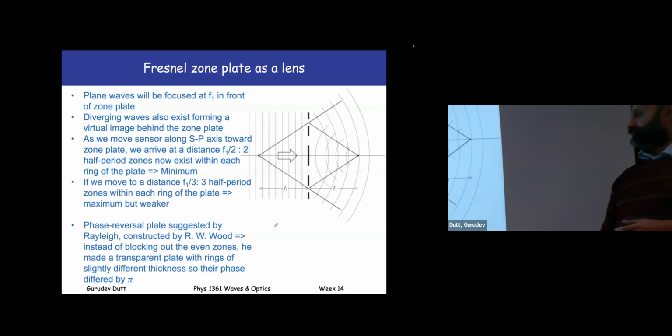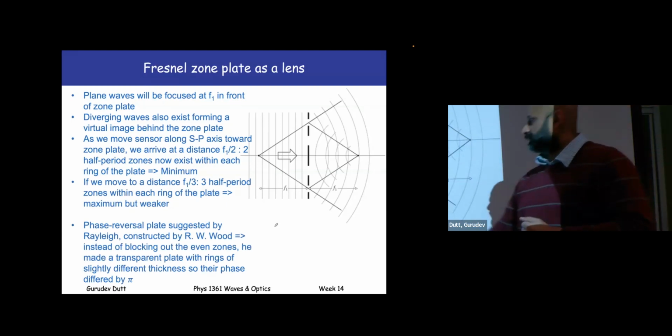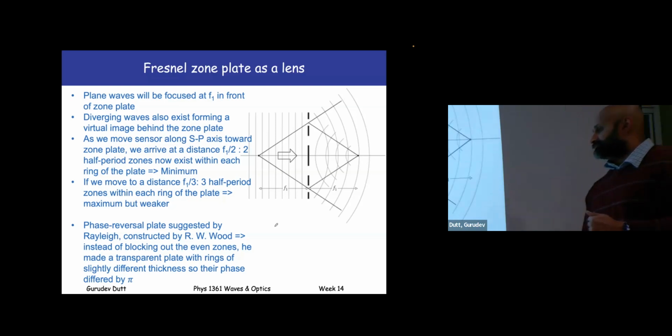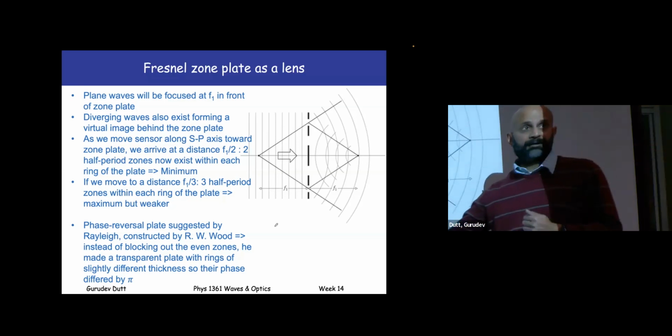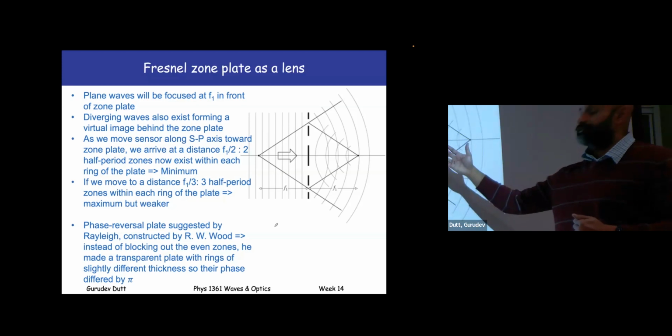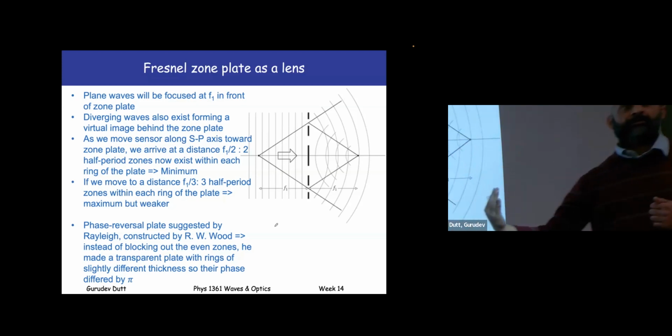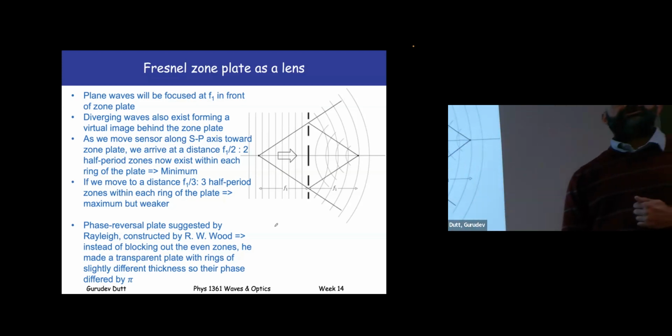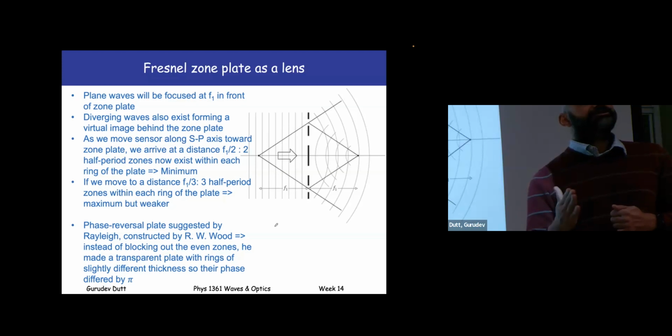Okay, and I already mentioned the phase reversal plate, which was suggested by Rayleigh and first constructed by R.W. Wood. Instead of blocking out the even zones, he made a transparent plate, as I've already said, with slightly different thickness. So the phases now differ by pi from the adjacent zones. So instead of blocking it, you can just make the phase difference slightly different, which is pi.